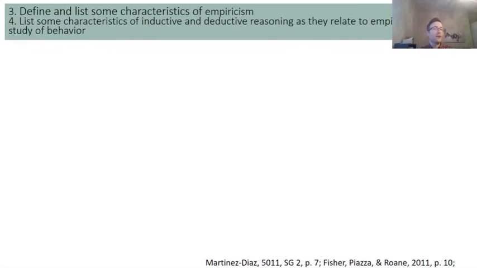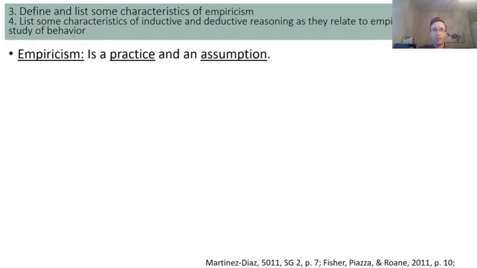Objective 3, define and list some characteristics of empiricism. And then 4, list some characteristics of inductive and deductive reasoning as they relate to empiricism and the study of behavior. All right, empiricism. It's a practice and an assumption, so we use the term in both ways.